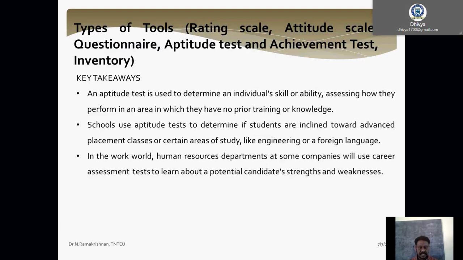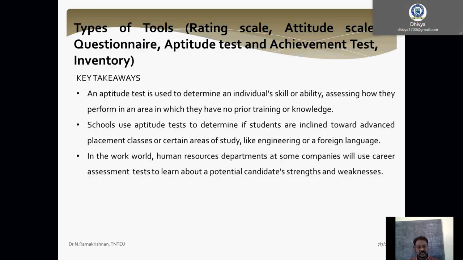And here are the key takeaways. An aptitude test is used to determine an individual's ability or skill, assessing how they perform in an area in which they have no prior training or knowledge. Without training, whatever ability or skill you possess in you, that is aptitude.